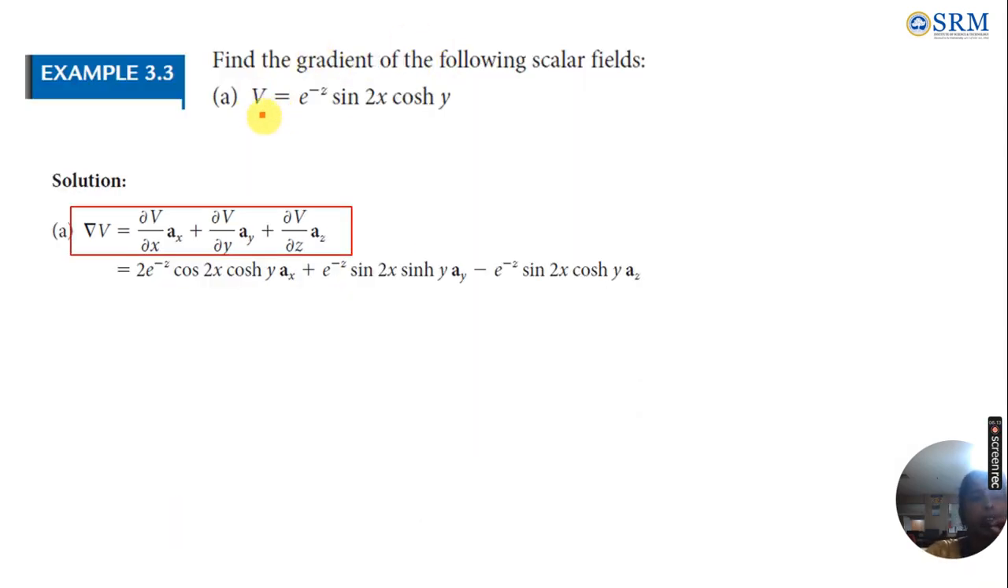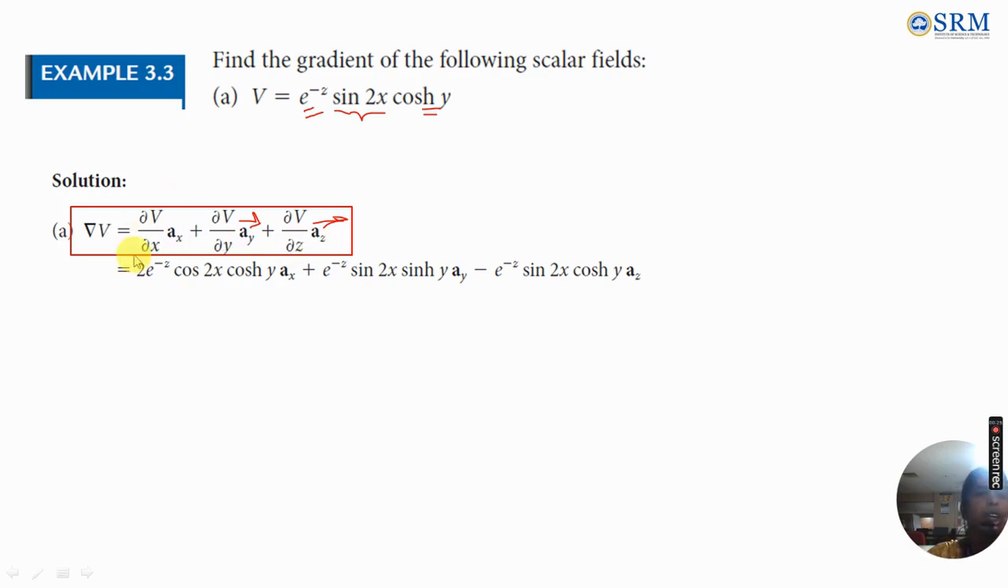So let us understand by applying it in a problem. The question given to us is one scalar function V. In this problem, the scalar function V is given as e^(-z) sin 2x cosh y, and we are asked to compute the gradient of this particular field. So we know the formula of gradient, right? Del V is ∂V/∂x into ax cap plus ∂V/∂y into ay cap plus ∂V/∂z into az cap.